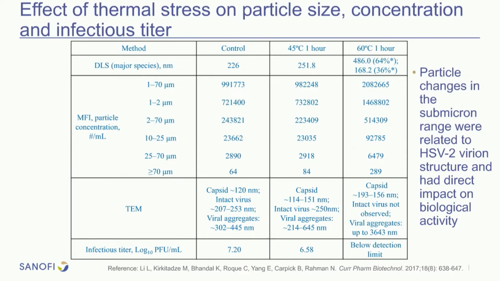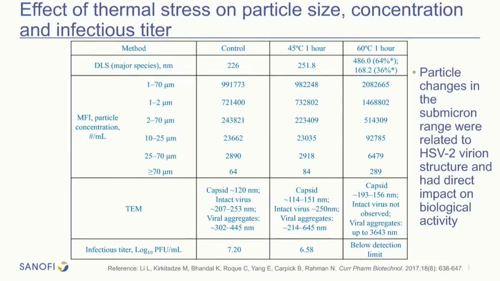Now, in terms of TEM, same thing. We see that the control sample and the 45-degree sample are comparable. However, we have to say that there are aggregates, but aggregates observed in both cases. Whereas at 60 degrees, the aggregates are quite large, and we see that it's virion assembly.